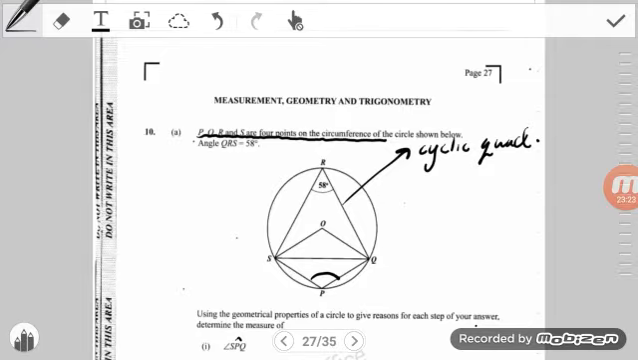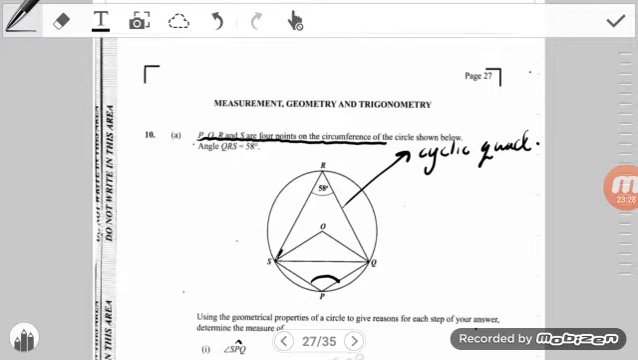So it's referred to as a cyclic quad, because you can see that there is a 4-sided figure that is inscribed inside the circle. And so one of the geometrical rules for a circle with a quadrilateral inscribed inside of it is that the opposite angles are supplementary.